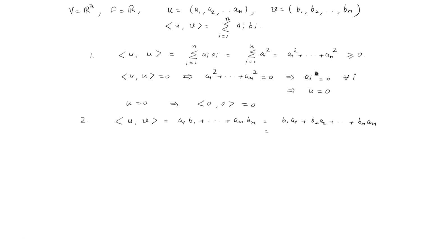So, this is the same as the inner product of V comma U. Because we are talking in real space, I mean real field, it is a real vector space, so the bar is just itself.